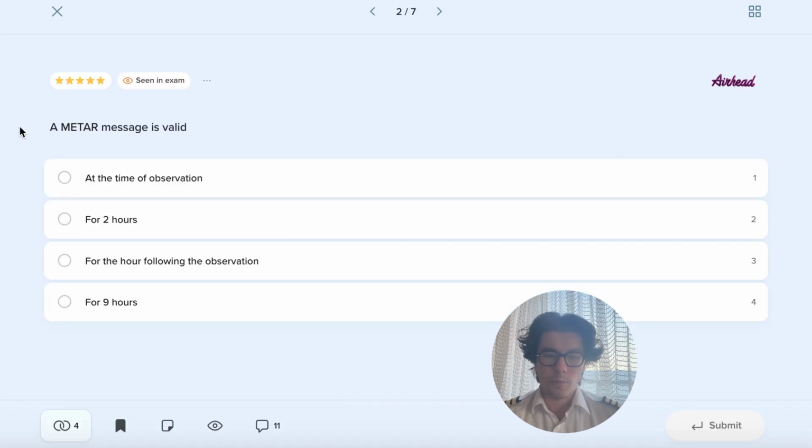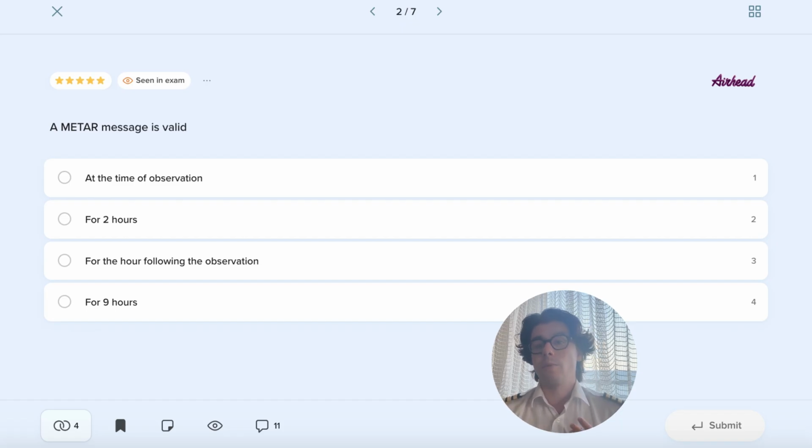For question number 2, a METAR message is valid for how long? And this is a tricky question because, of course, METARs can be issued at different time intervals depending on the airport. Most usually this will be 30 or 20 minutes, sometimes 15 and sometimes 40, depending on the station. However, they're published every 30 or 20 minutes. However, remember that METARs are meteorological aerodrome reports, so they report what is happening at the airport at this very moment. They're not forecasts, they are reports of the current situation at the airport.